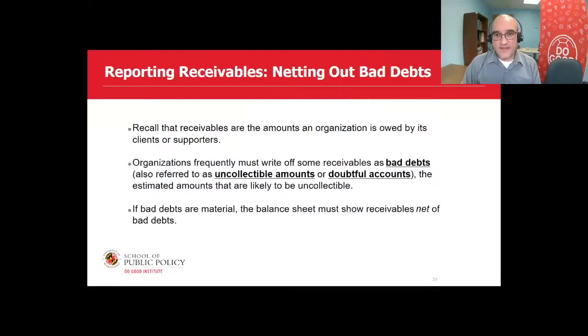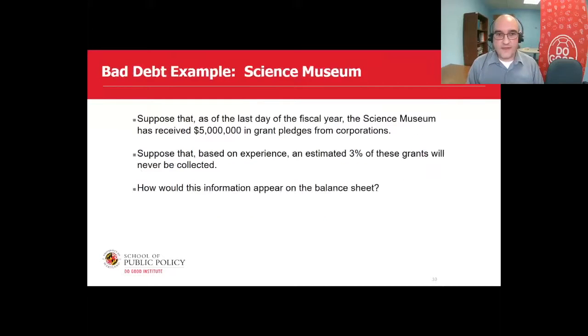Netting out bad debts. All we need to know about this is that it happens. An organization doesn't necessarily collect the amount of money that it expects to collect from its clients or supporters, or maybe even the people that it provides services to. When they need to write off some receivables as bad debts, then the balance sheet needs to show receivables net of bad debts, because you can't, in good conscience, count money that you don't expect to receive as an asset.